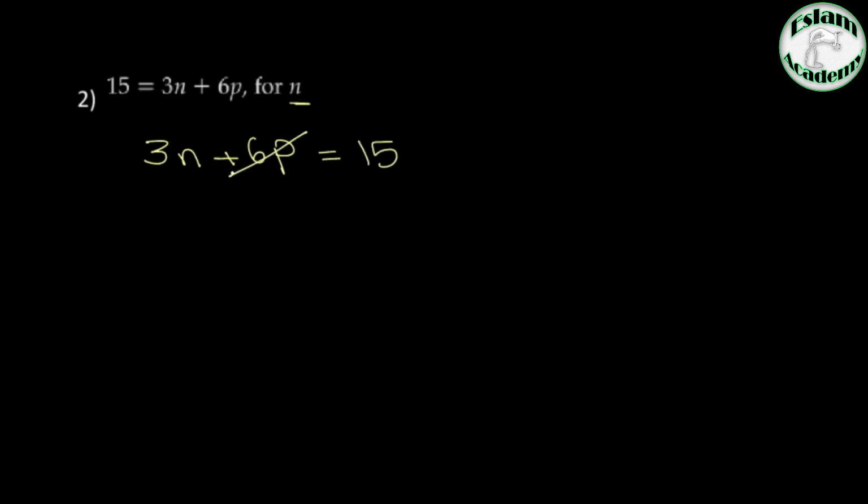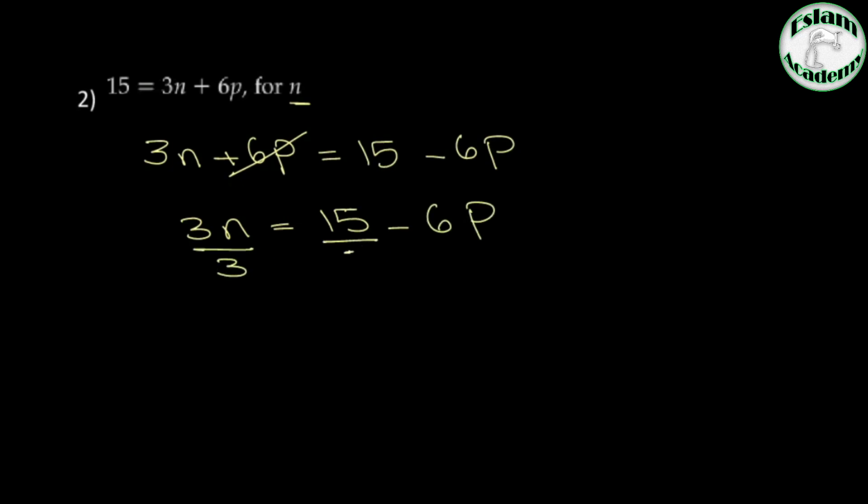As we solve the equation, we will subtract 6p. So 3n is equal to 15 minus 6p. Now we will divide by 3. Then n is equal to 15 divided by 3, which is 5, minus 6 divided by 3, which is 2p.